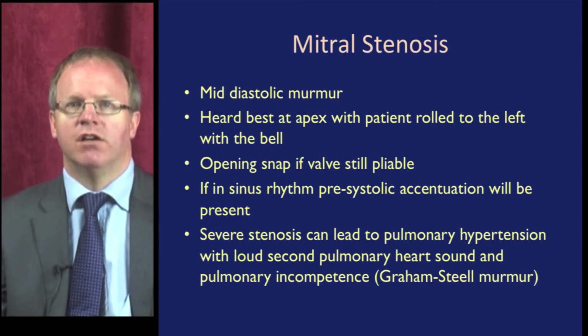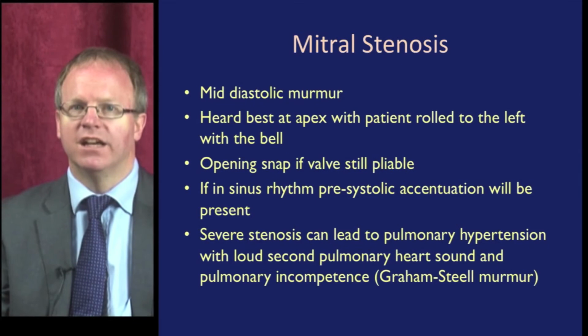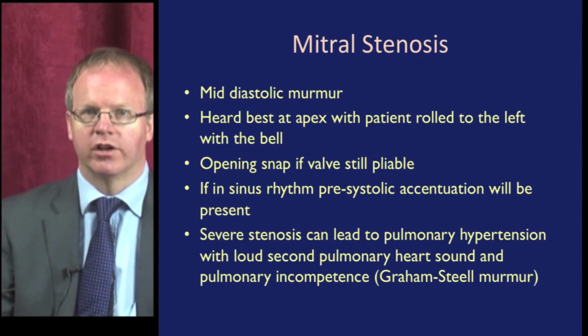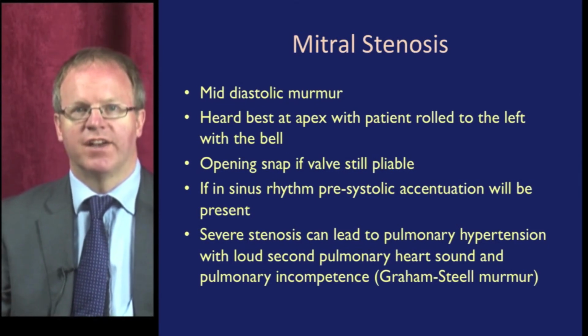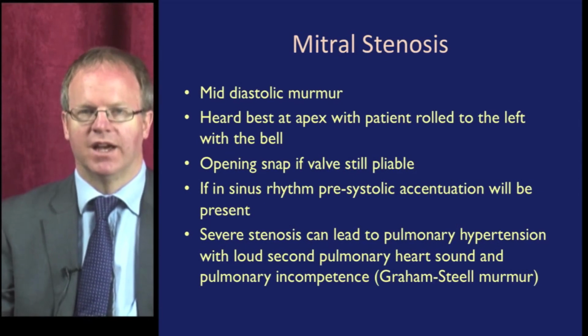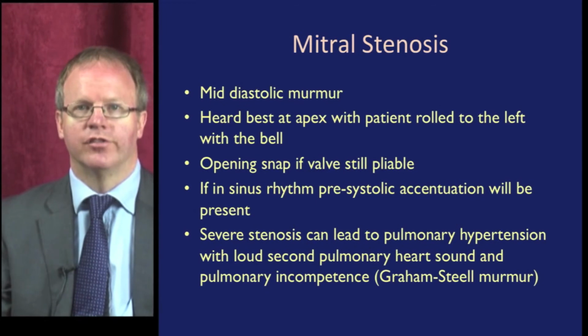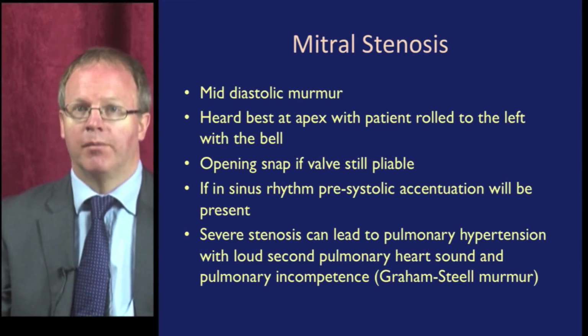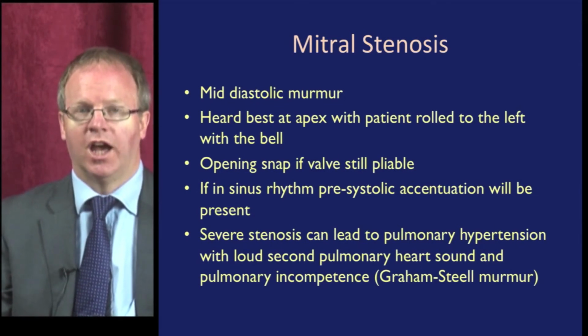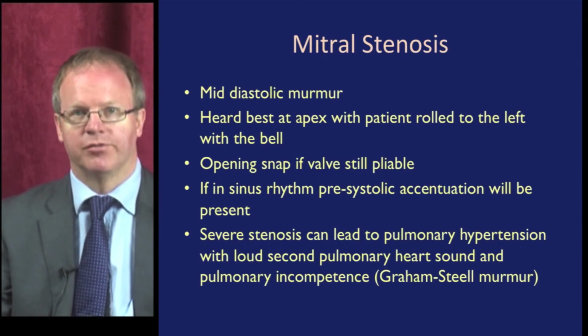If the patient remains in sinus rhythm, there will be an increase in the murmur, called presystolic accentuation, due to the effects of atrial systole. As a result of pulmonary hypertension consequent upon the mitral stenosis, there may be a loud secondary pulmonary heart sound. Pulmonary regurgitation may be present, and you may even be able to appreciate tricuspid incompetence.